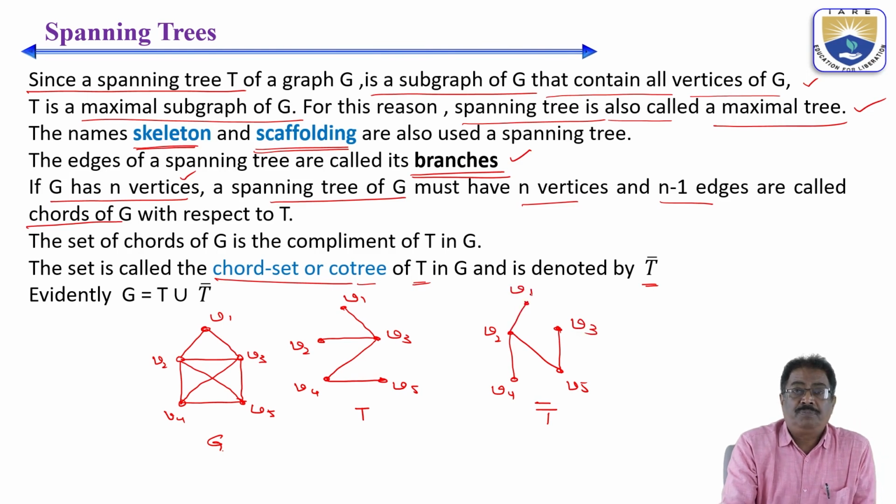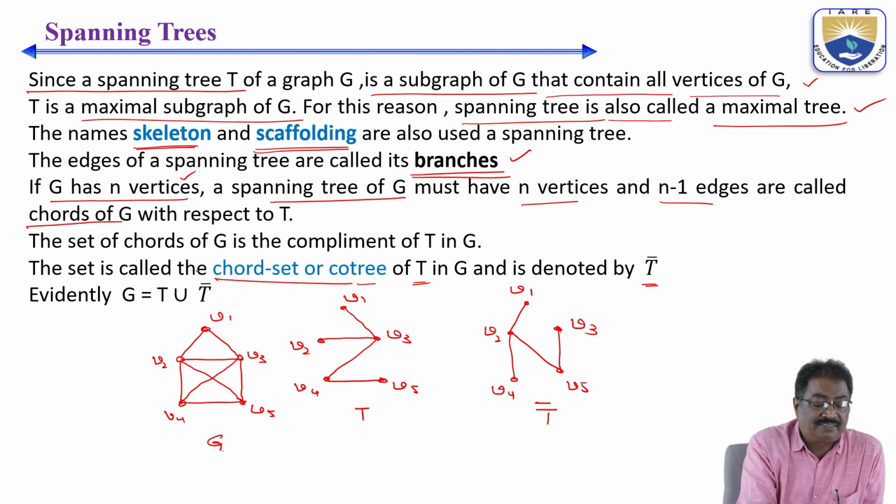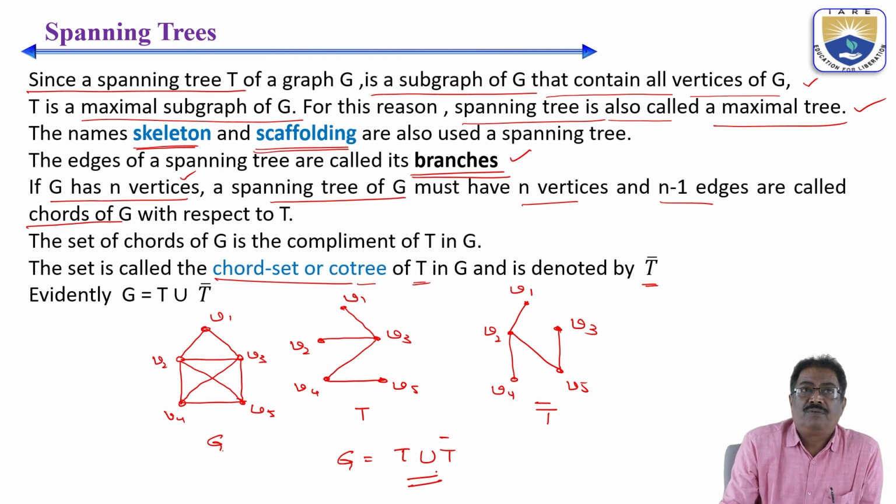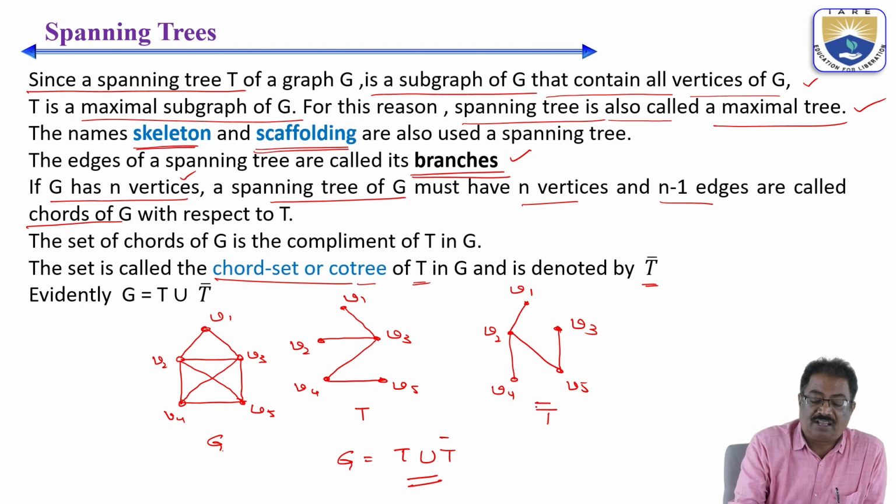Then V1. So T complement: the set is called the chord set or cotree of T in G, denoted by T complement. Whatever edges are there, we consider as the chord set. So G can be represented as T union T complement. With this we can define what branches are and what the chord set or cotree of T is. The T complement is known as the cotree of T.